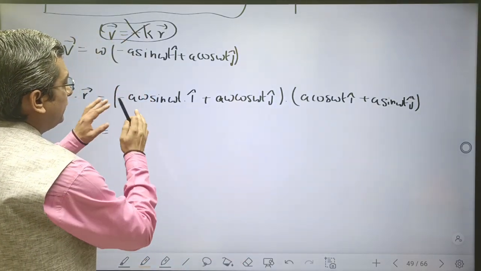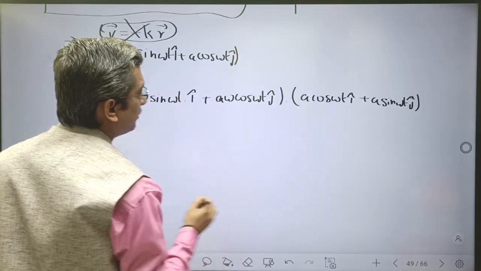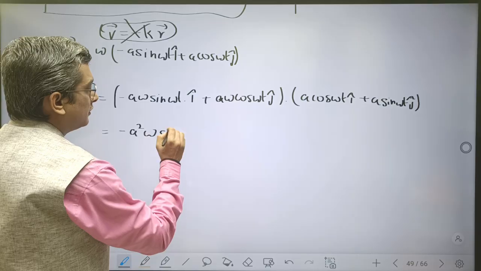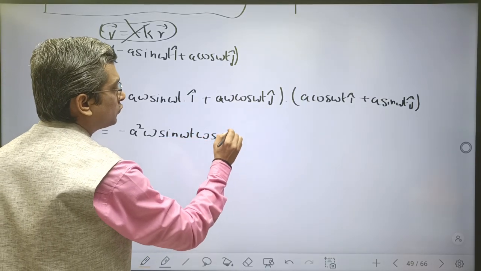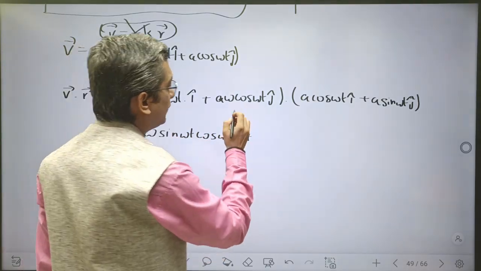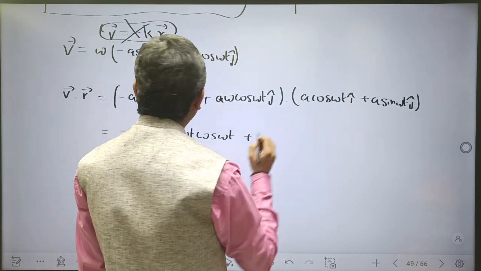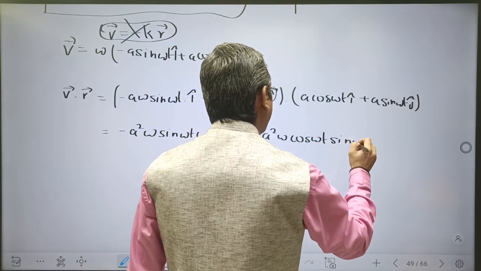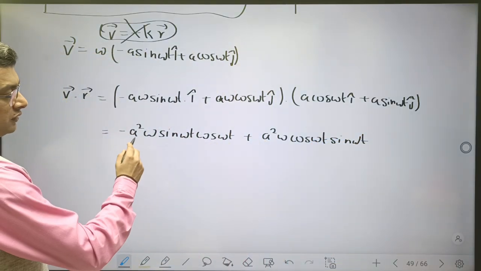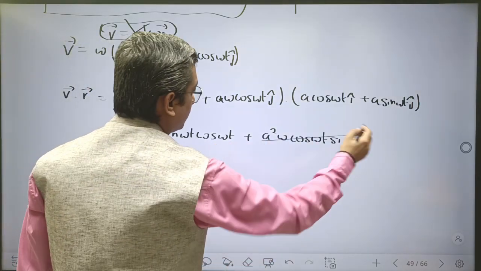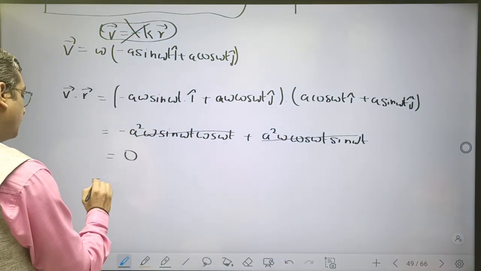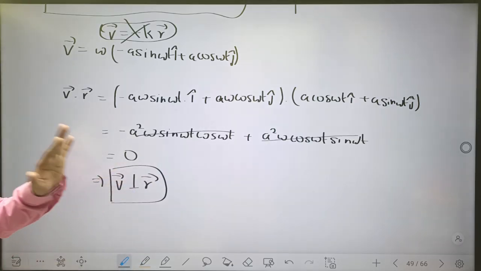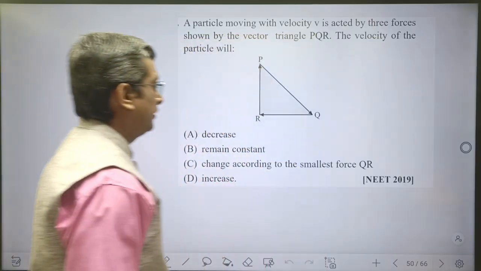So as we have learned, the i coefficients are first multiplied. So this is a omega sine omega t, a omega cos. So this will be minus a square omega sine omega t cos omega t, plus multiplied the coefficients of j cap. So here a square omega cos omega t sine omega t. So observe carefully, minus a square omega sine omega t cos omega t and plus a square omega cos omega t sine omega t are equal and opposite, so this will be 0. So we can say that since the dot product of position vector and velocity is 0, velocity must be perpendicular to the position vector.